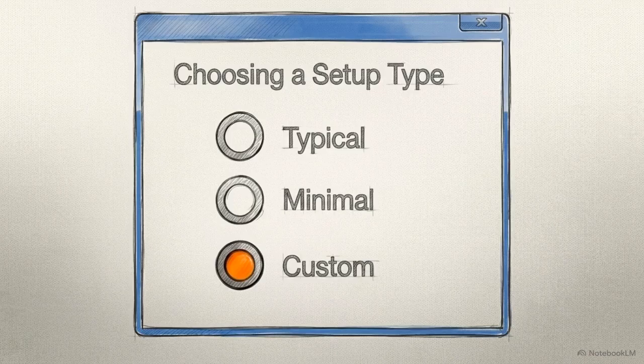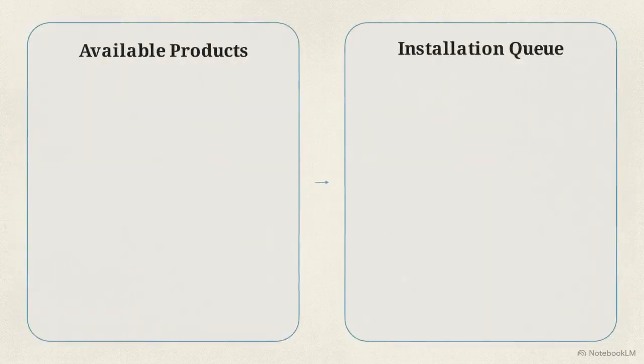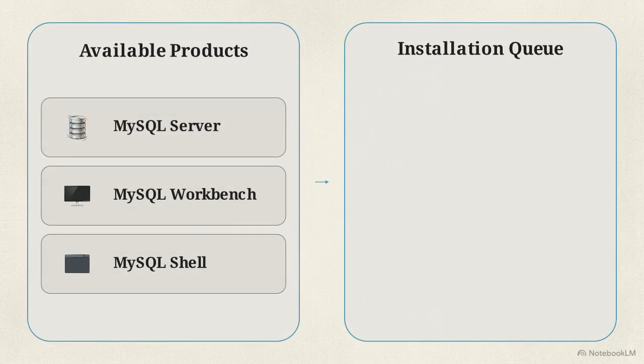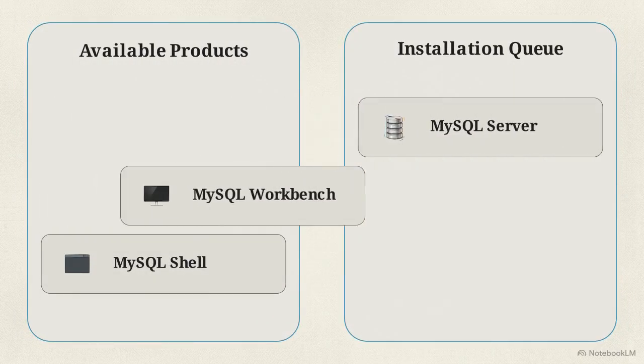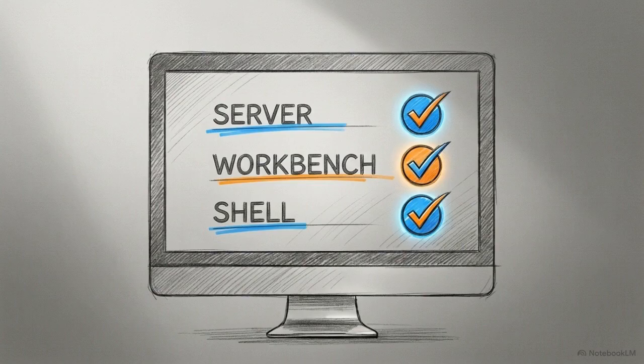Open the installer, grant administrative access, and select the Custom Installation radio button. You will see a list of available products. You need to expand these trees to find the specific software modules we need. Move these three exact modules into the installation queue: MySQL Server, MySQL Workbench, and MySQL Shell. With those three selected, click Execute and wait for the verification checkmarks to appear next to each item.